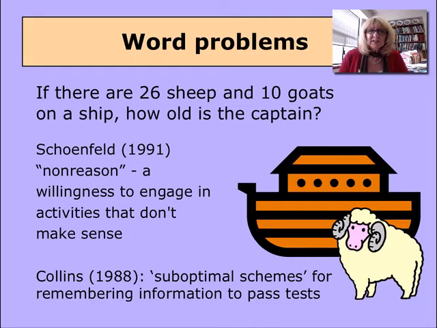Here's a really interesting one. If there are 26 sheep and 10 goats on a ship, how old is the captain? Now, Schoenfeld gave this as an example of non-reason, willingness to engage in anything that doesn't make sense. But I'm sure you'd recognise that many primary or elementary students, when they're given this problem, would say that the answer is 36. And not because they're stupid, just because they know the teacher wants them to answer that question, and there's two numbers there, so most likely they want them to add them up.